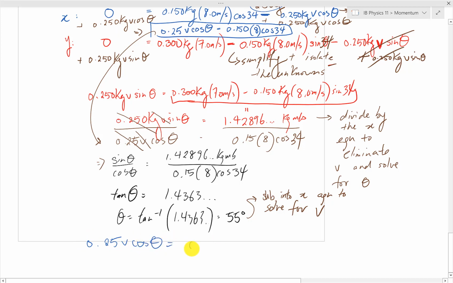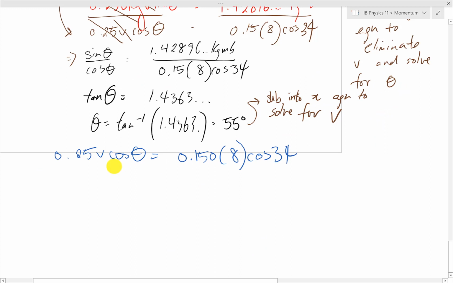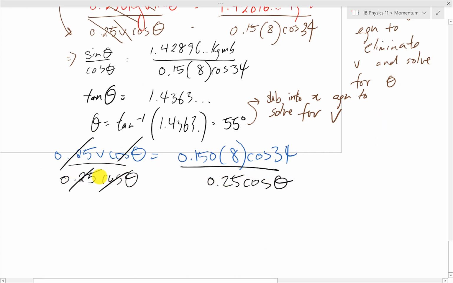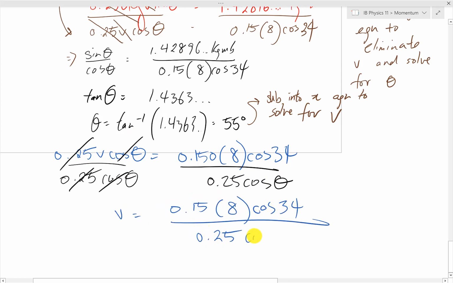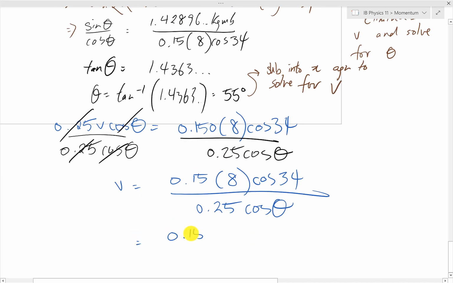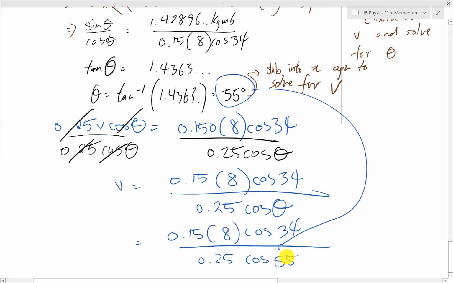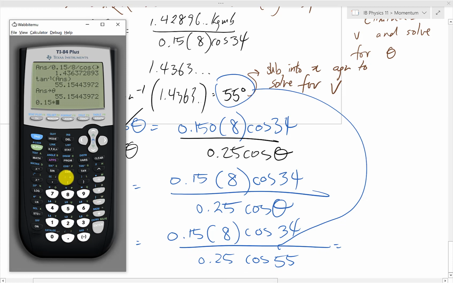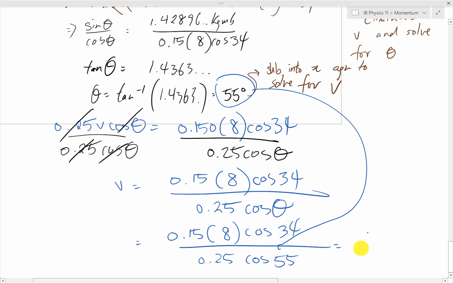So that's our x equation there. And we're going to solve for v first before we plug it in, so less work for us later. Dividing both sides by 0.25 cosine theta, which we know theta is 55 degrees. Putting in all our values in here, cosine of 55 is what we found. That's going to give us a final answer for the velocity of that remaining piece as 6.96.